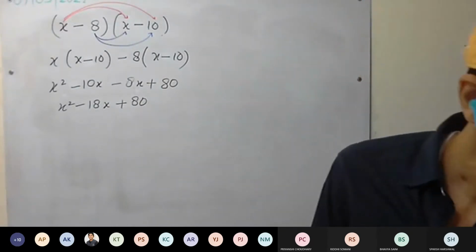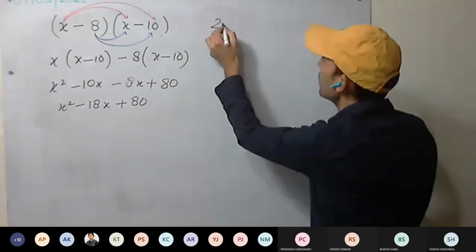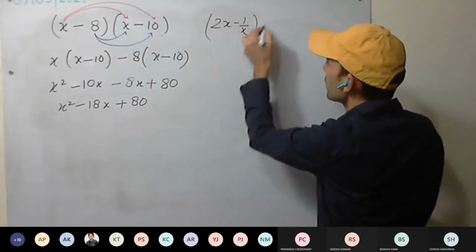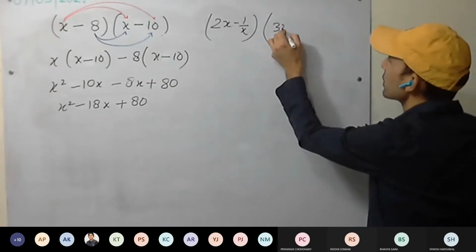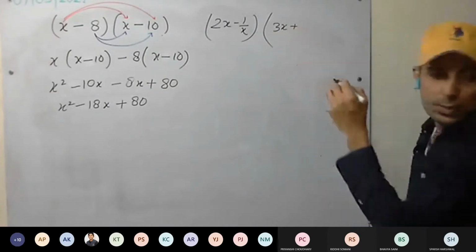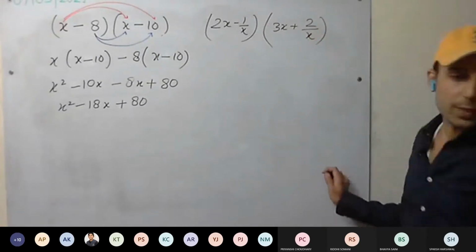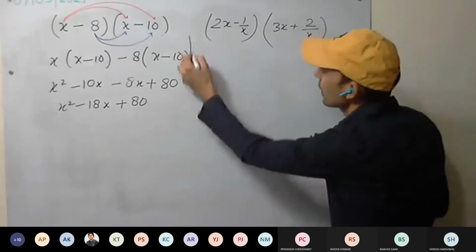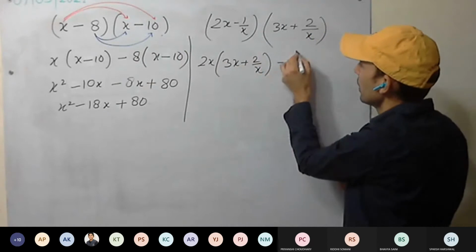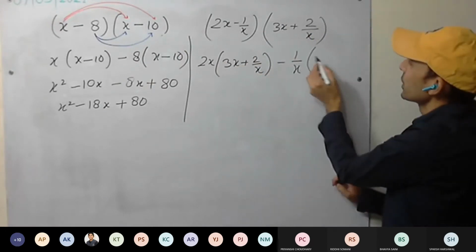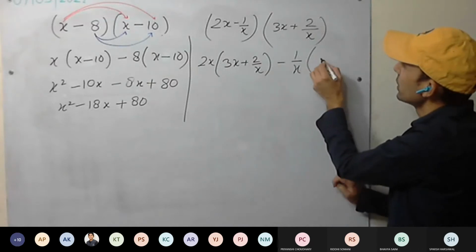Okay, do that one. 2x minus 1 upon x, and 3x plus 2 upon x. Everyone keep doing in your notebook. So it will be how? 2x minus 1 upon x into 3x plus 2 upon x. We are never going to forget the multiplication, how to multiply. So this is the most basic thing we can do.